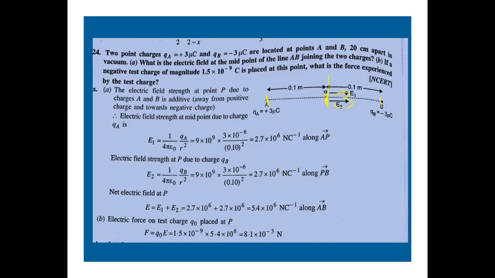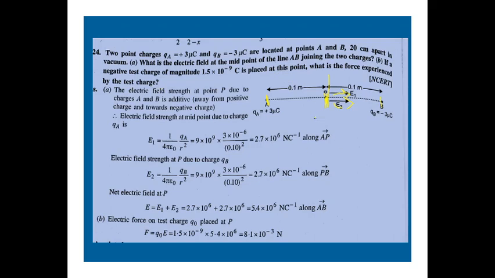These are the value E1 plus E2 equal to this value. Simple. Then another part of the question is asked: if a negative test charge of magnitude 1.5 into 10 raised to minus 9 coulomb is placed at this point, the midpoint P, what is the force experienced by the test charge?